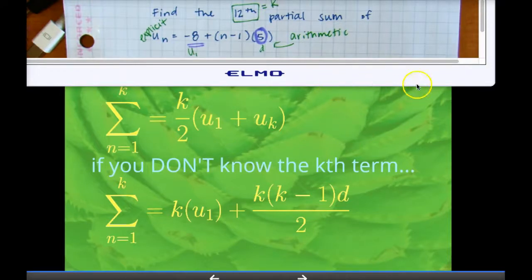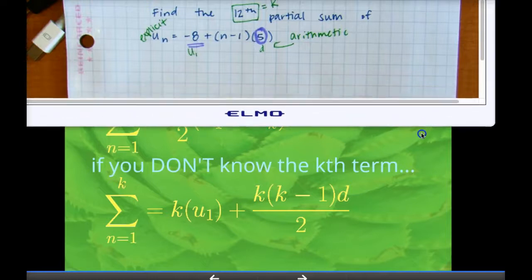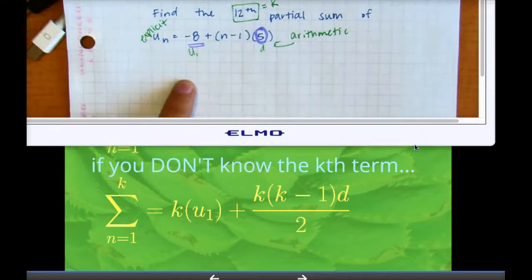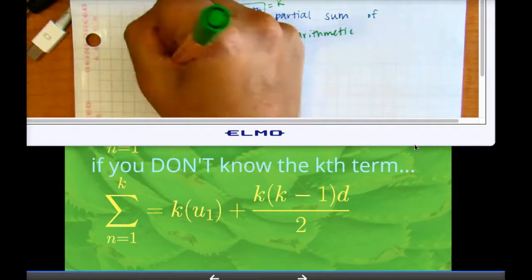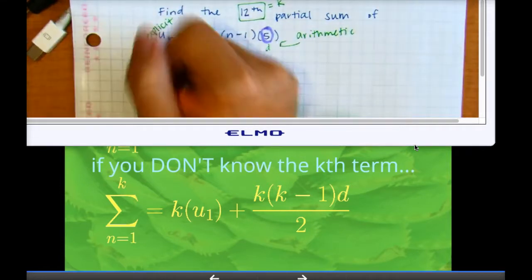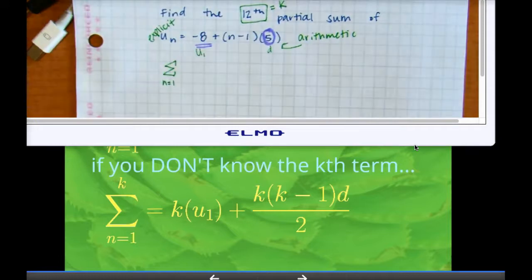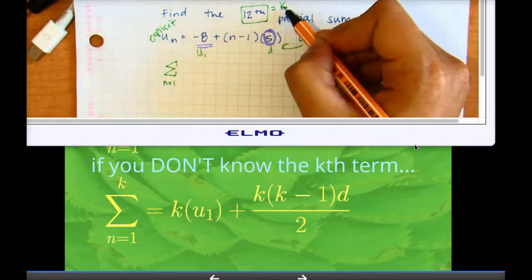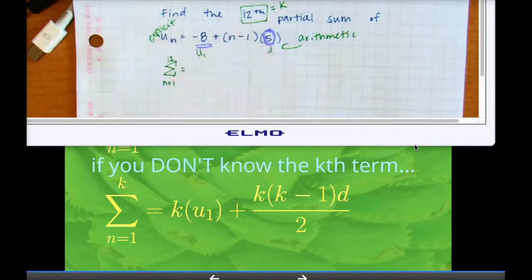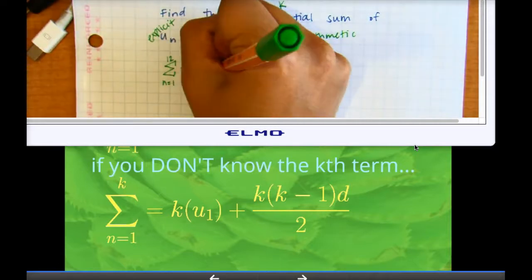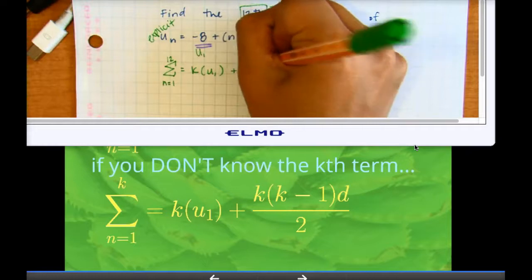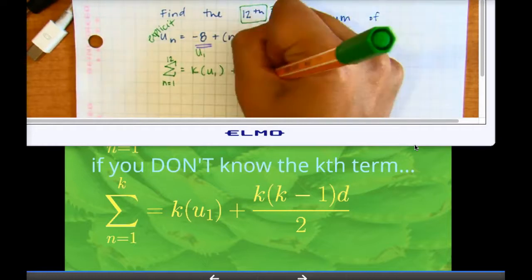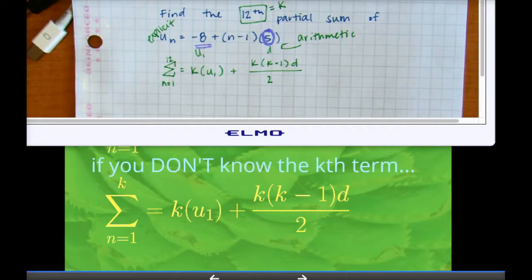What I'm going to do now, just so that I can reference it, is copy that second formula down on my sheet. So I know the sum from n equals 1. For all of these problems, you're going to set n equal to 1, so you're always going to start with that first term. In this case, k is equal to 12, is equal to k times u sub 1 plus k times k minus 1 times the difference over 2. And let's keep solving this problem.